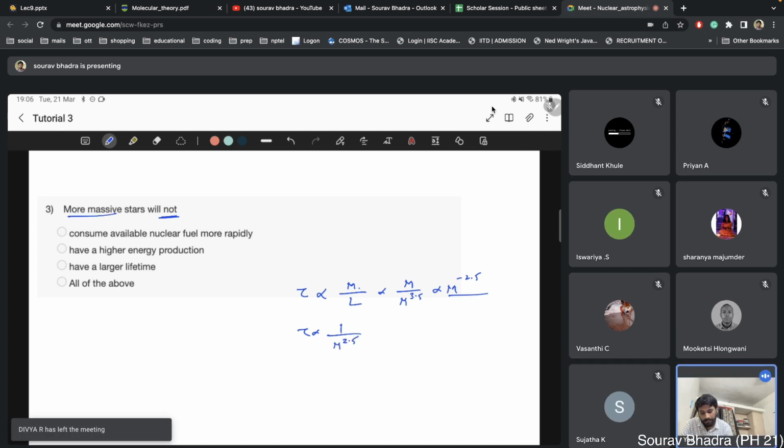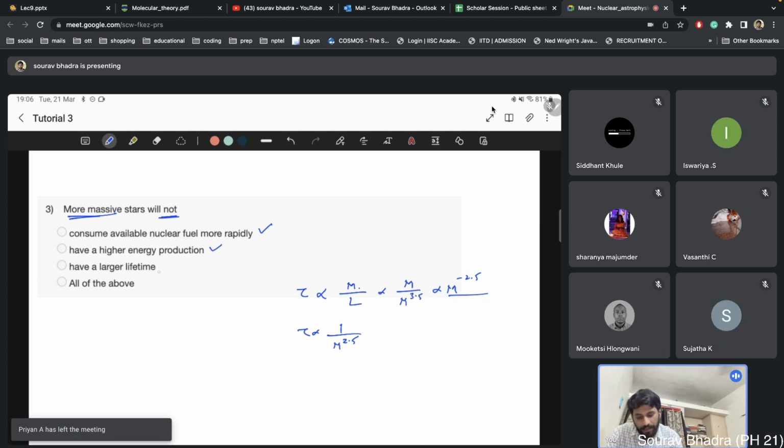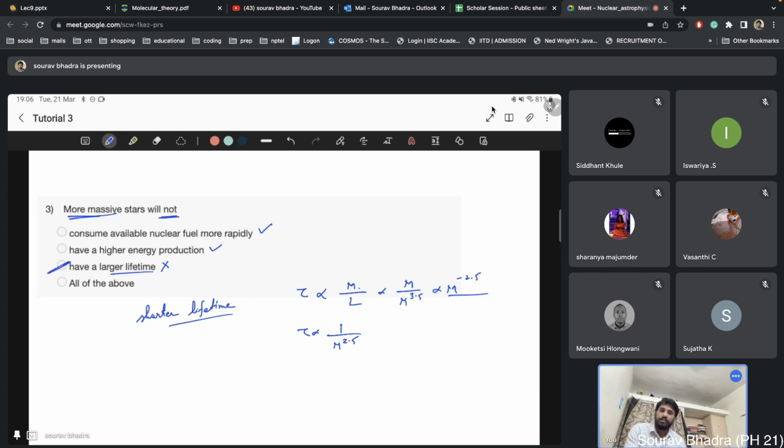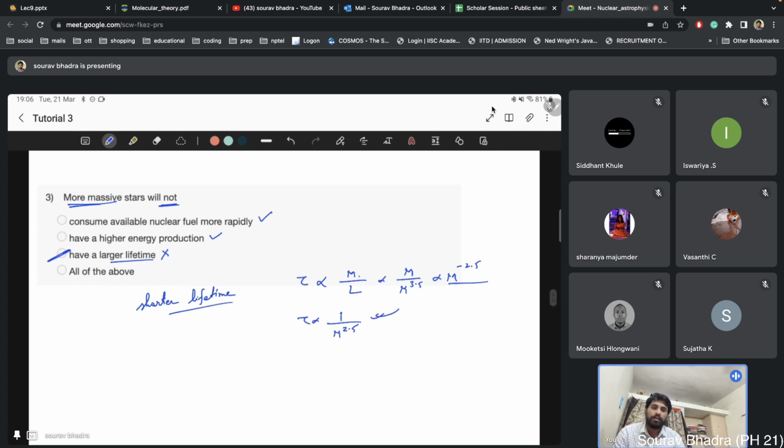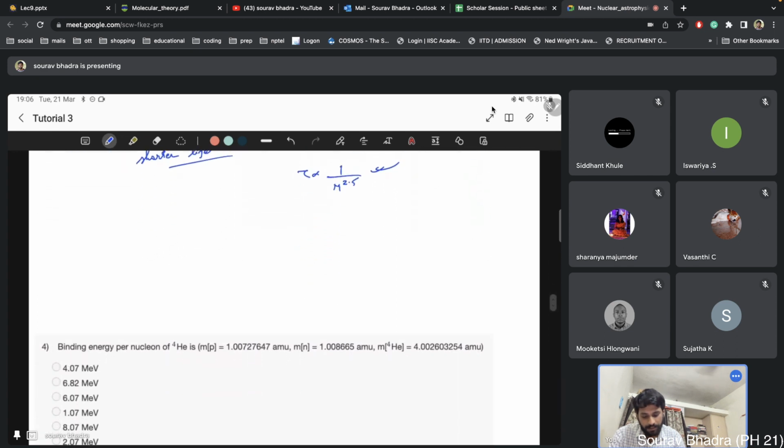That means a more massive star will consume available nuclear fuel more rapidly, right? Have a higher energy production, also right, and have a larger lifetime. It is wrong. So it will have a lower lifetime. I mean not larger, shorter, not lower. It is shorter lifetime. So this will be your correct answer, because it has asked which will not follow. This you can also find in the first or the second tutorial, in both I have done it. Okay. So I will not go into much detail of it.